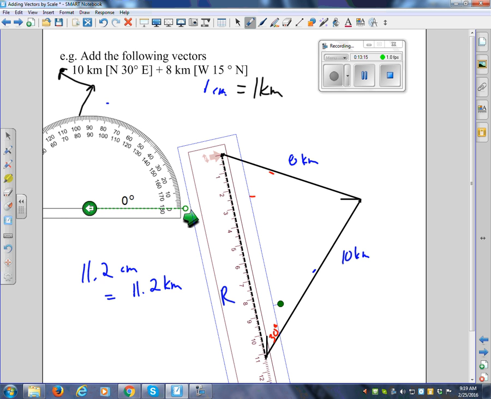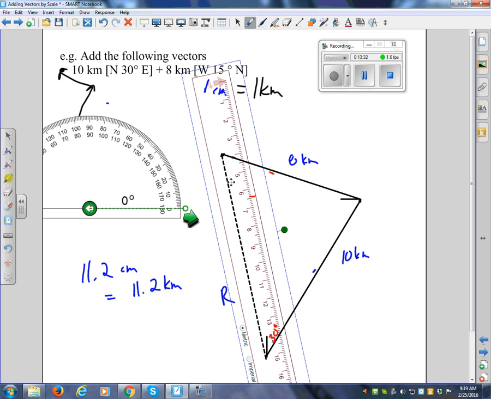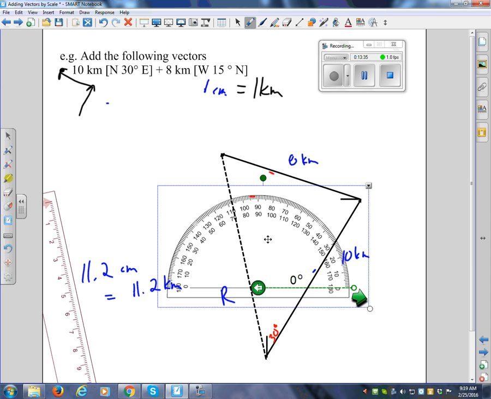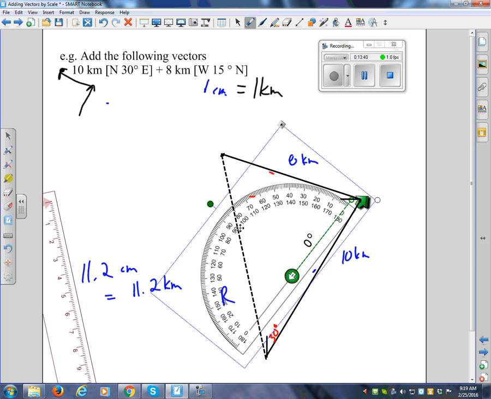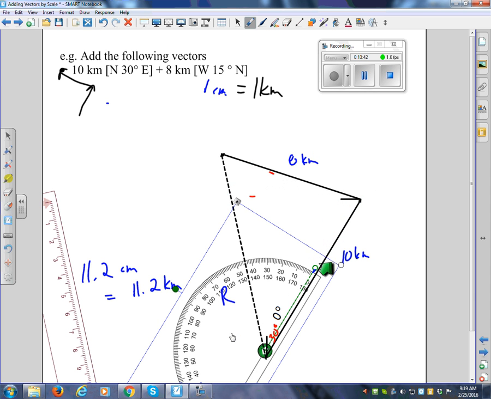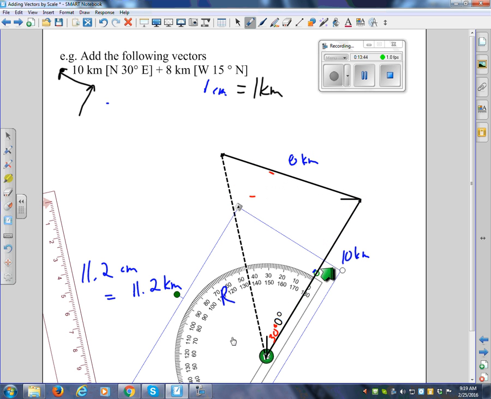Okay, are we done? Tell me, am I done? Really? Nope. Are you sure? I'm missing one thing. What is it? I'm missing the angle. Good for you. Now, here's a common mistake that people always make. They want to measure the angle between the 2 vectors. They want to measure this angle. Wrong. You measure from the reference line, which is why you draw it.